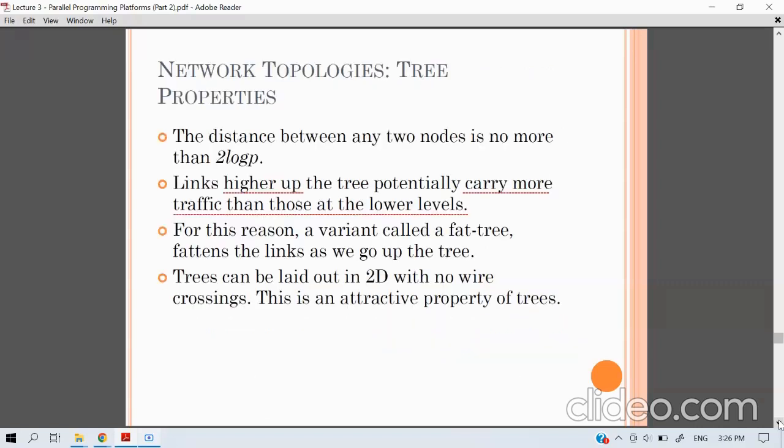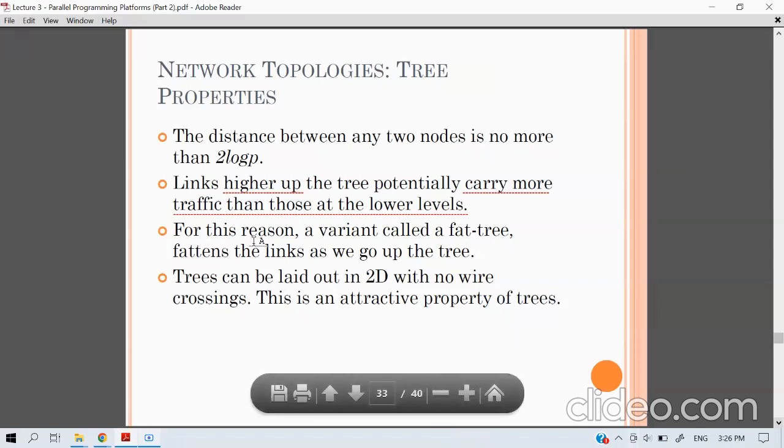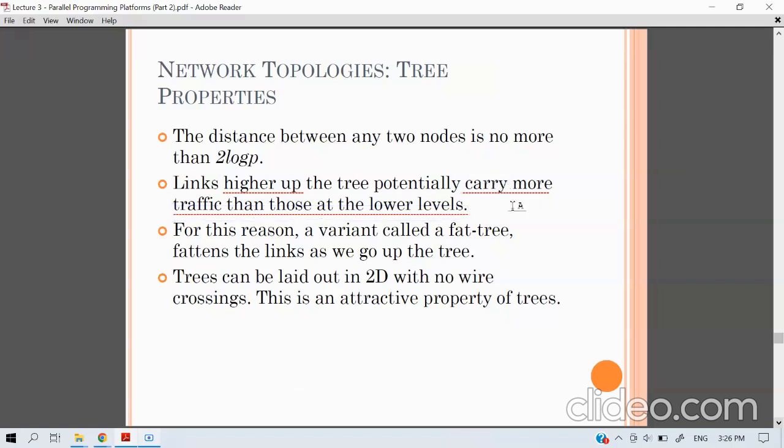Okay, next one. Let's look at the properties of a tree. The distance between any two nodes is no more than 2 log P. As you can see, links higher up in the tree potentially carry more traffic than those at the lower level, because the tree has only one node at the top compared to the lower level, which has more than one node. So the links at the upper level might carry more traffic than those at the lower level.